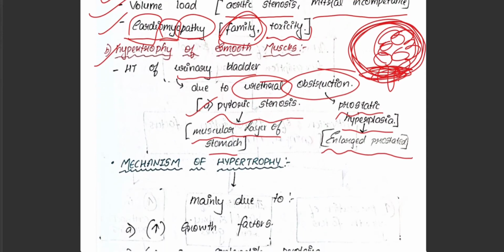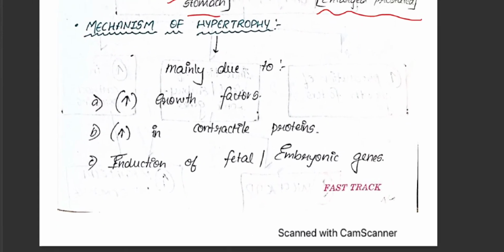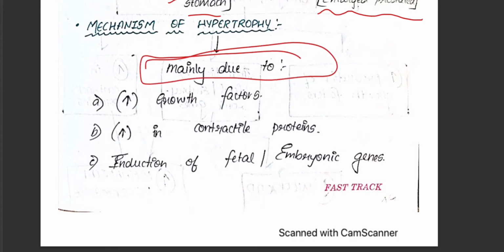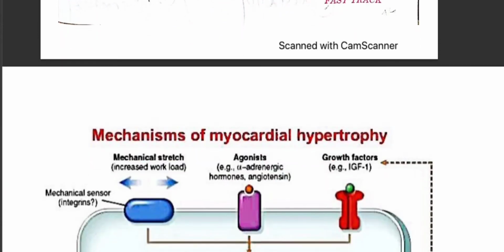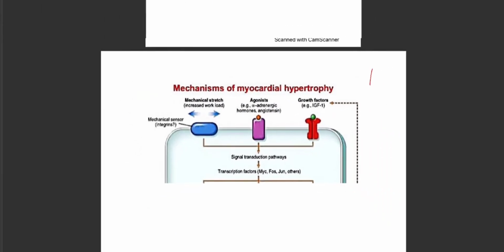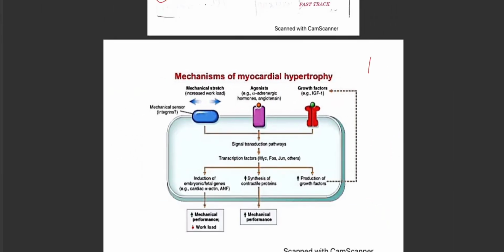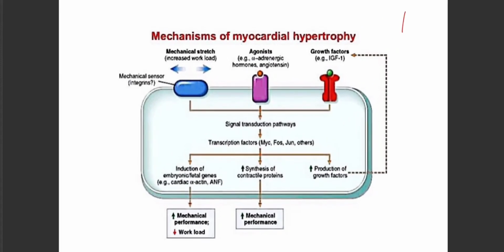So moving on to the mechanism of hypertrophy. Hypertrophy is mainly due to three main reasons. First, an increase in the growth factors, or an increase in the contractile proteins, that is actin and myosin. Then there might be induction of fetal or embryonic genes. We'll study this with the help of a diagram. So this is the mechanism of myocardial hypertrophy. Look at this diagram.